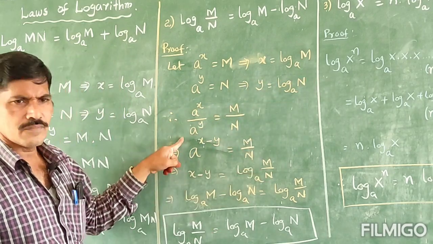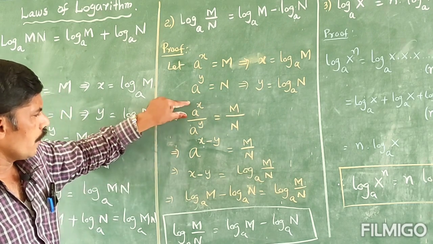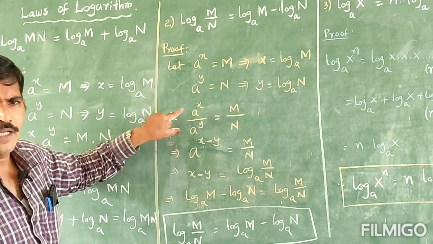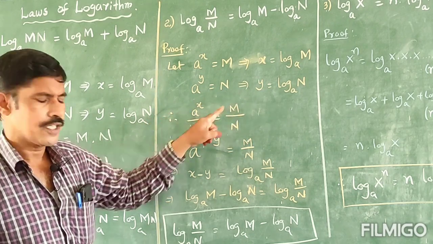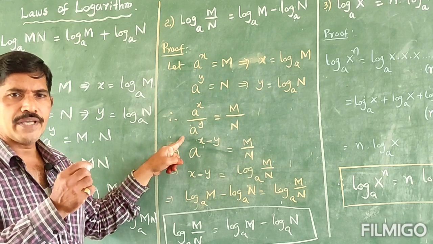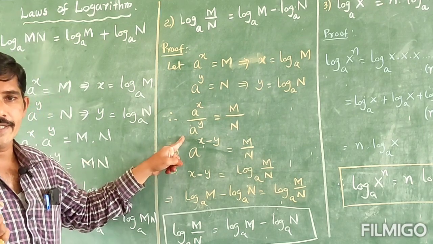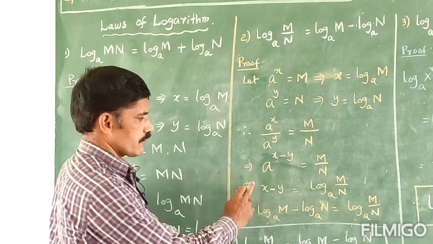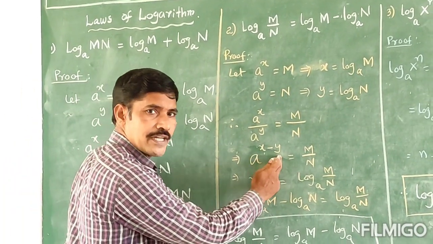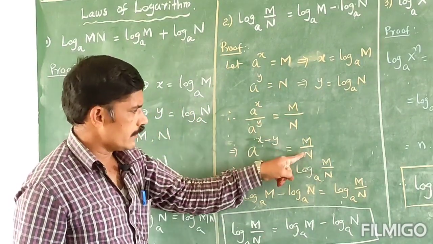Now find this quotient, a to the power of x by a to the power of y. A to the power of x means m. A to the power of y means n. This is in the form of a to the power of m by a to the power of n, which can be written as a to the power of m minus n. That's why you will write a to the power of x minus y. A to the power of x minus y is equal to m by n as it is.